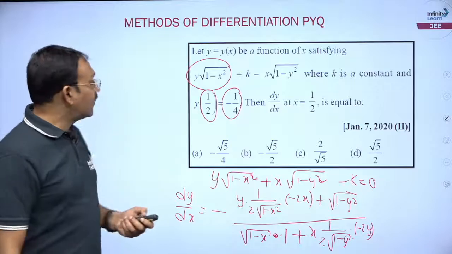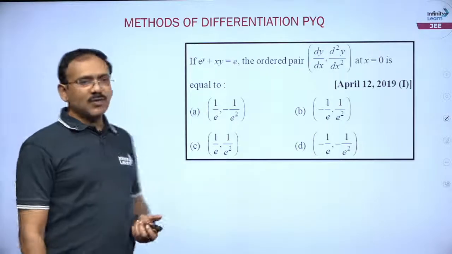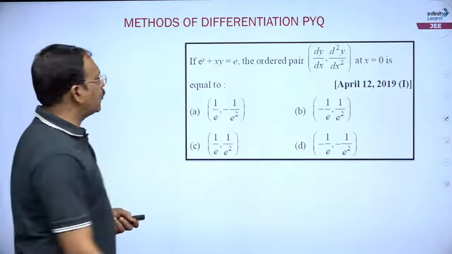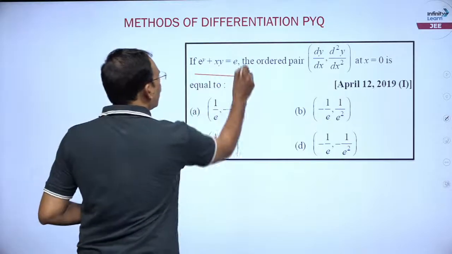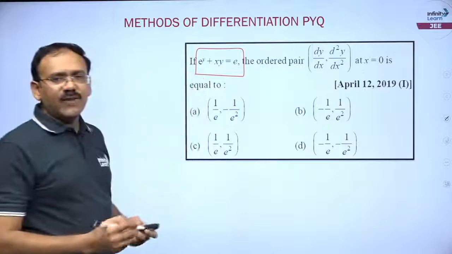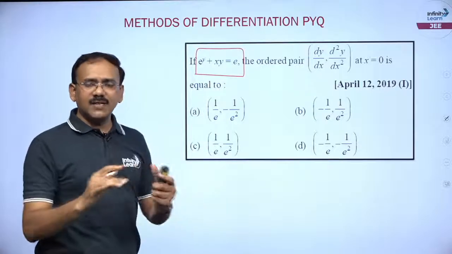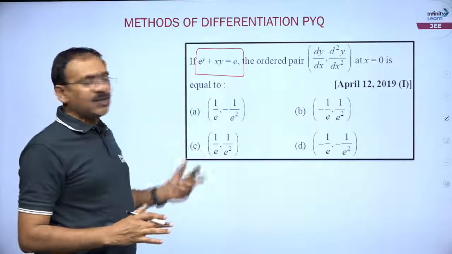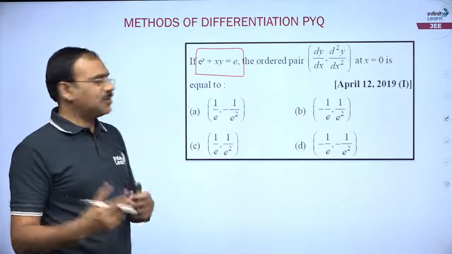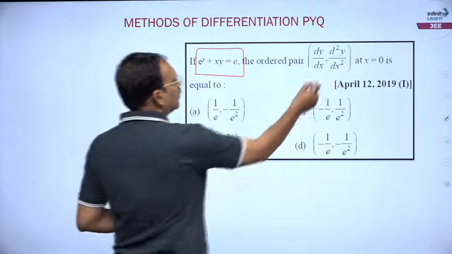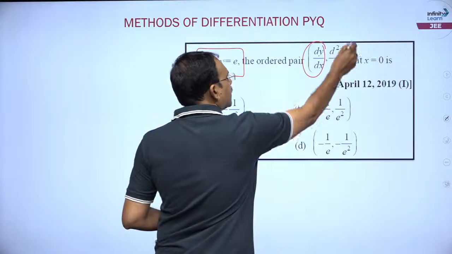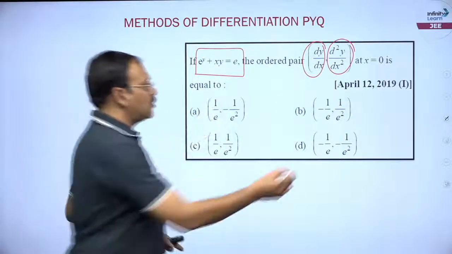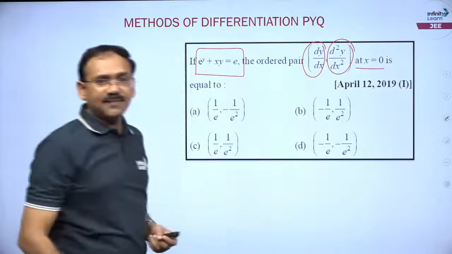Right, dear students. You see this question? He is asking here to find, e power y plus xy is equal to e is the function. By seeing this function itself, you will get the idea it is an implicit function. We can take the derivative by implicit differentiation. Now, I want dy by dx as well as d square y by dx square, at x is equal to 0, that is also there.